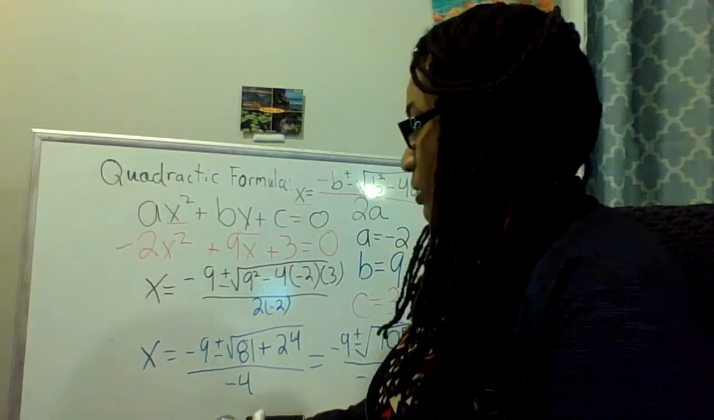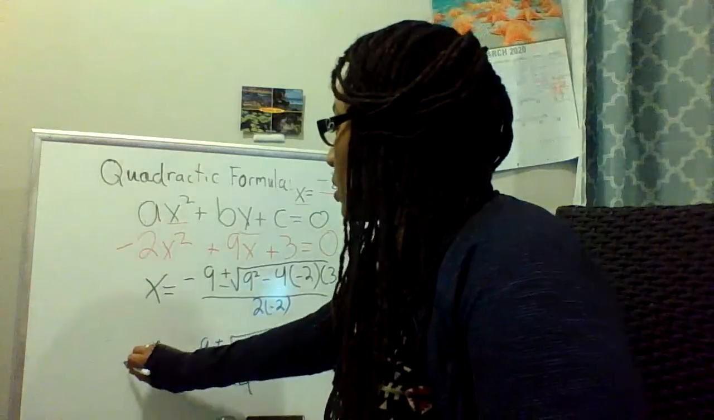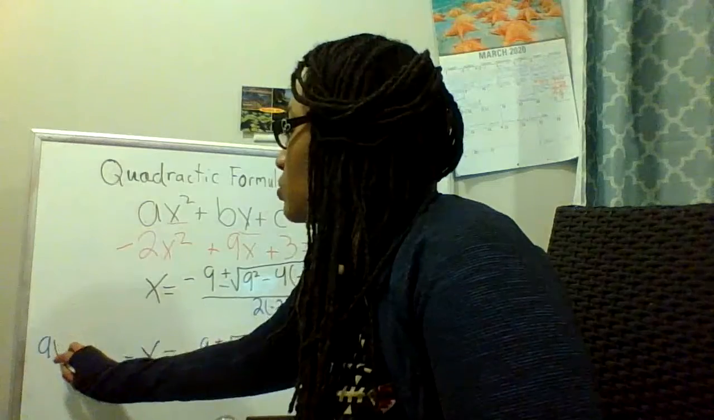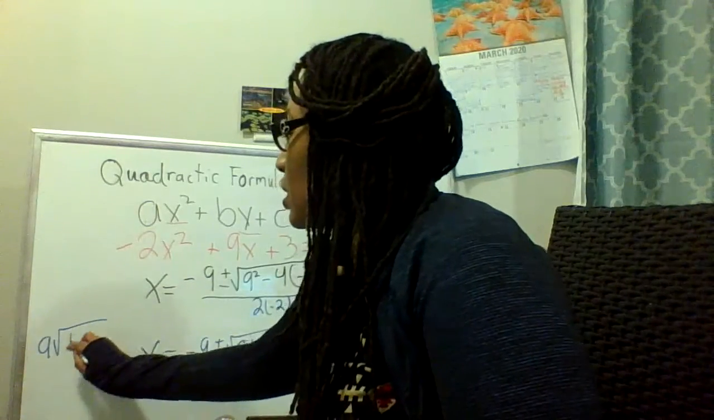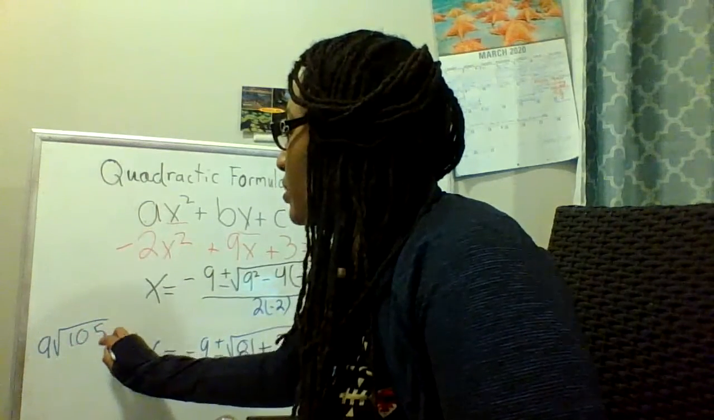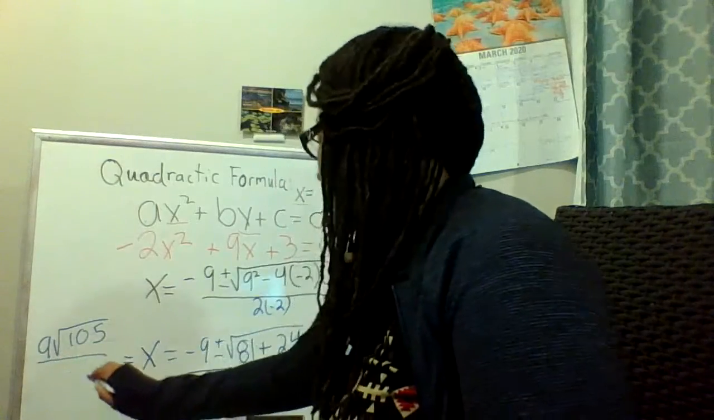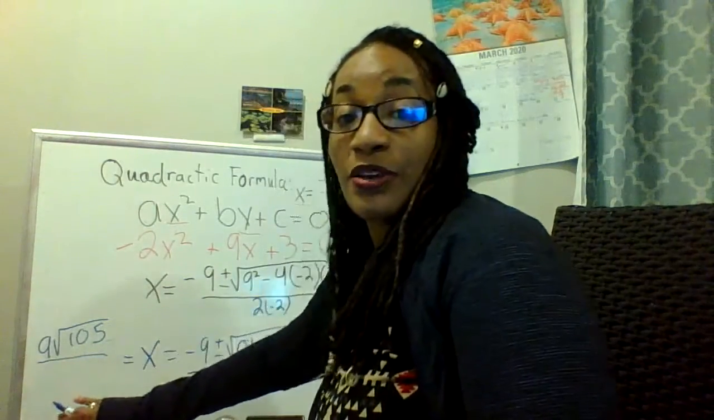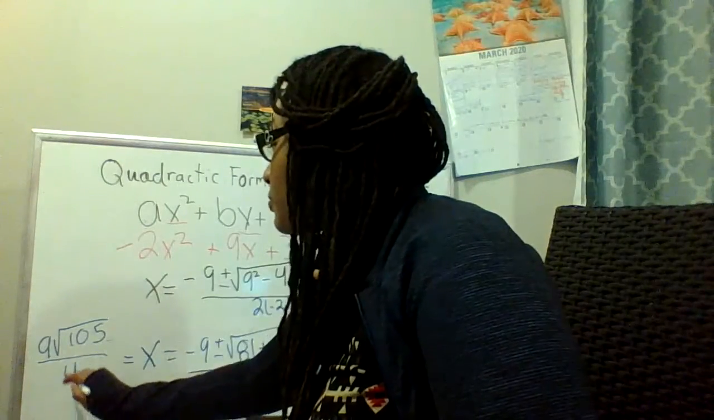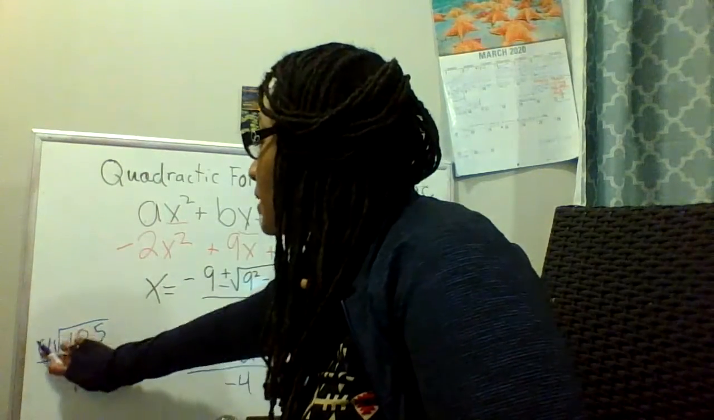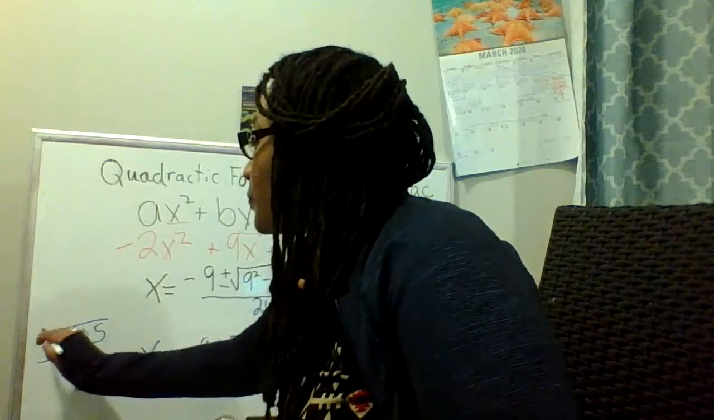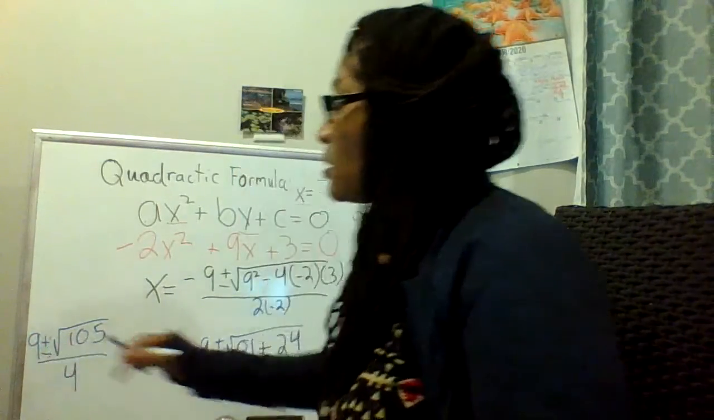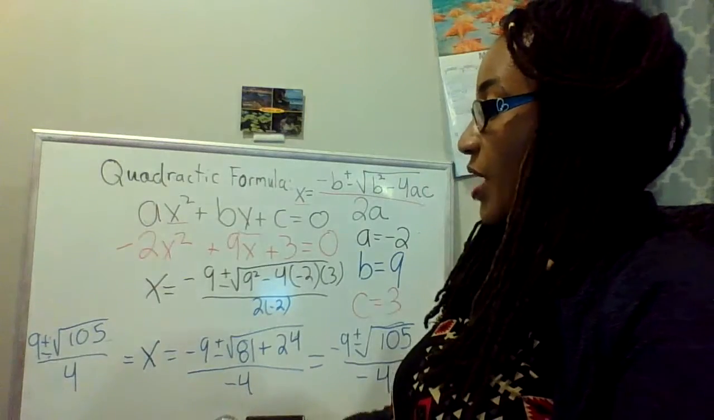I'm going to go ahead and put equals. It's going to be 9 square root 105 divided by +4. I almost messed up myself. See that? By +4. And then it's a plus or minus. I forgot the plus or minus. So it's going to be 9 plus or minus the square root of 105.